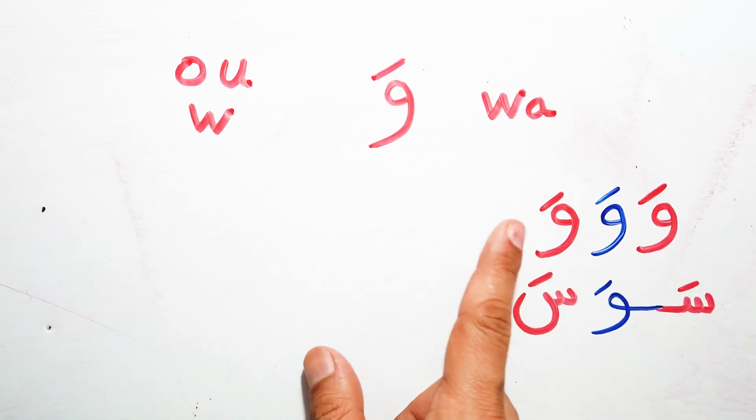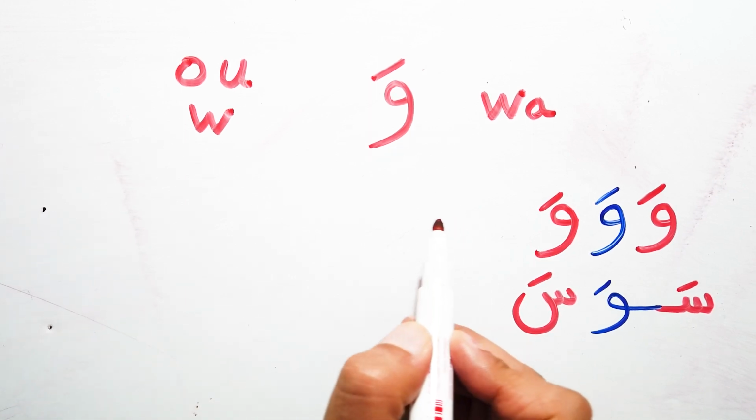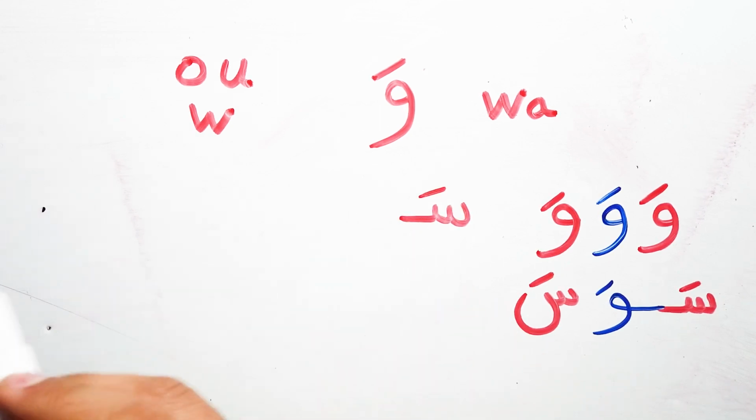Let's see the shape of wa in the end of the word. We have another shape. So let's write sa, sa, wa.